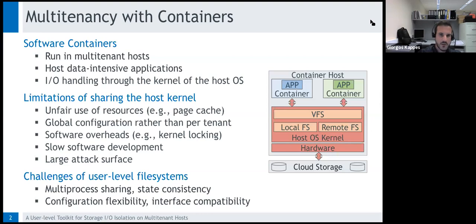We can overcome these limitations by running file systems completely at user level, but this introduces its own challenges. A user-level file system should be accessible by multiple processes and correctly handle state consistency across concurrent operations. The file system should also provide per-tenant configuration flexibility, and its interface should preserve the POSIX semantics. You can advance to the next slide, please.